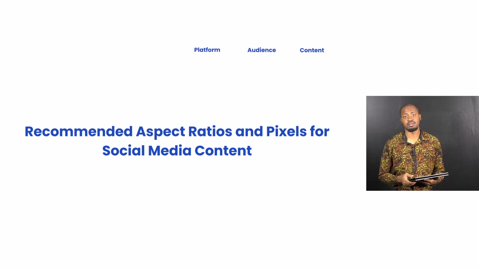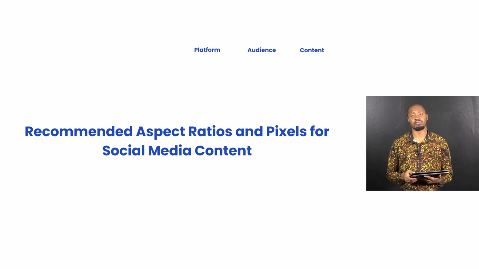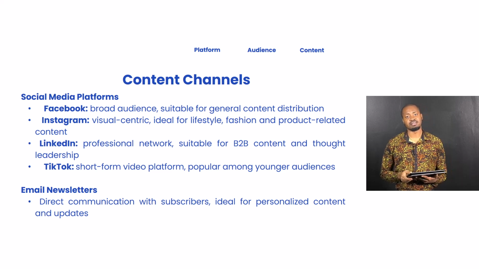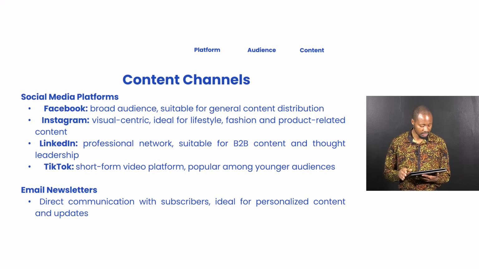And we also looked at the recommended aspect ratios and pixels for social media content. For instance, if you want to post on Facebook and Instagram, there is 1080 by 1080, which is the square post. We also looked at posting on YouTube, that is 1920 by 1080, which is the same thing as 16:9 aspect ratio. These are things that we looked at in our last video.